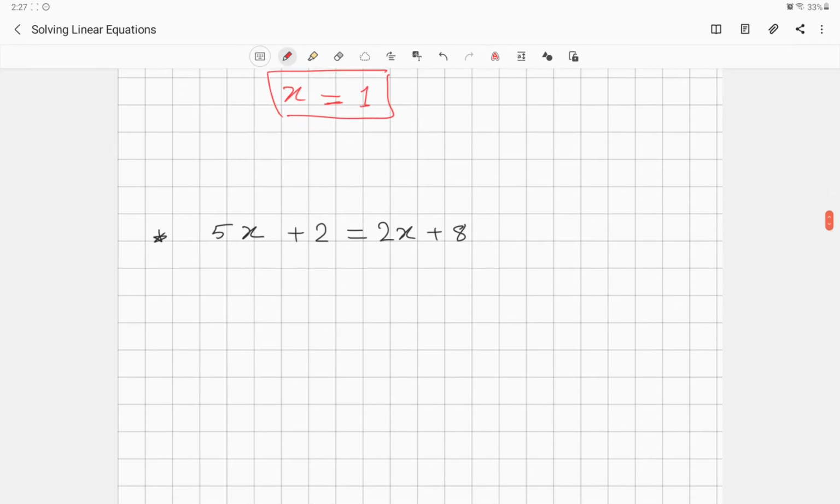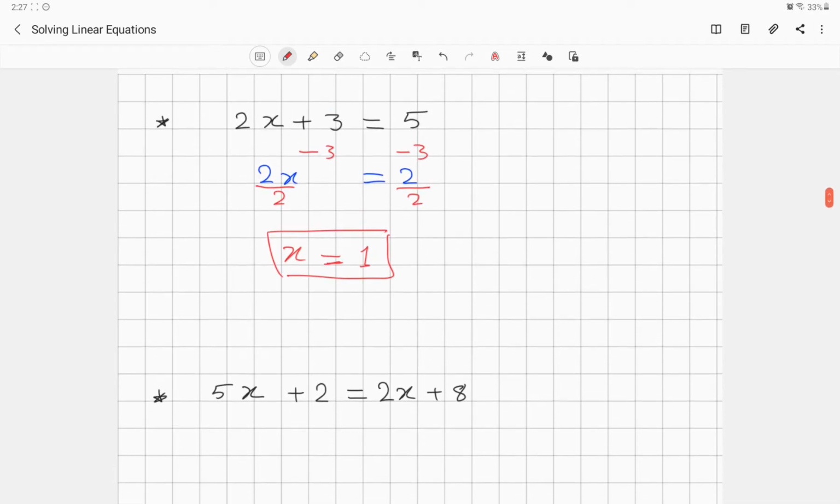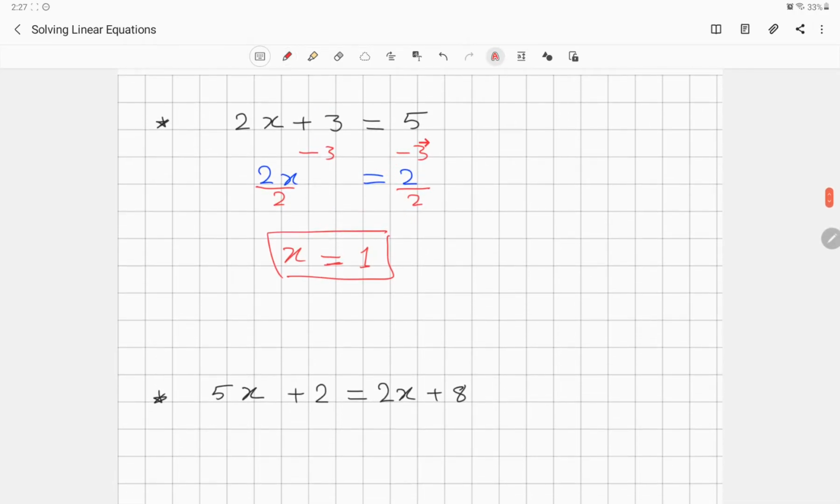Now, what about this one? 5x plus 2 equals 2x plus 8. How am I gonna make it look simple? Let's have a look at this equation. Can I make this one look the same? Well, what's the problem? The problem is that I have 2 x's on different sides.